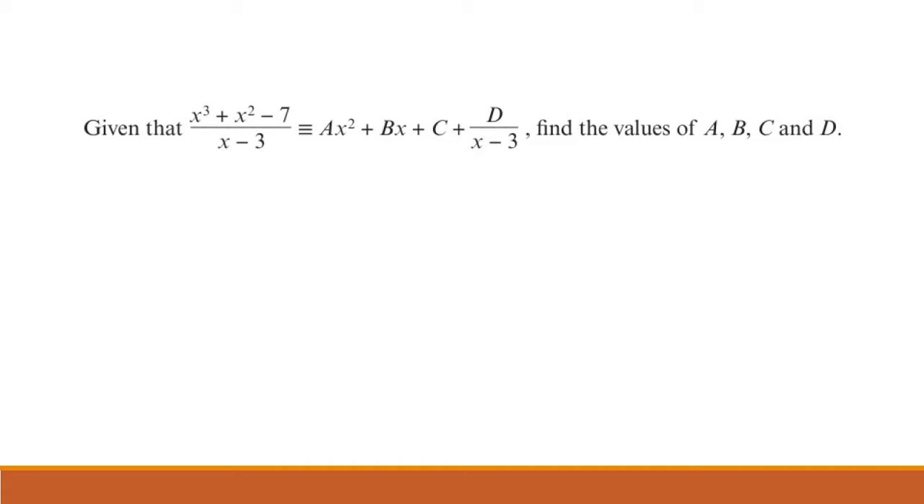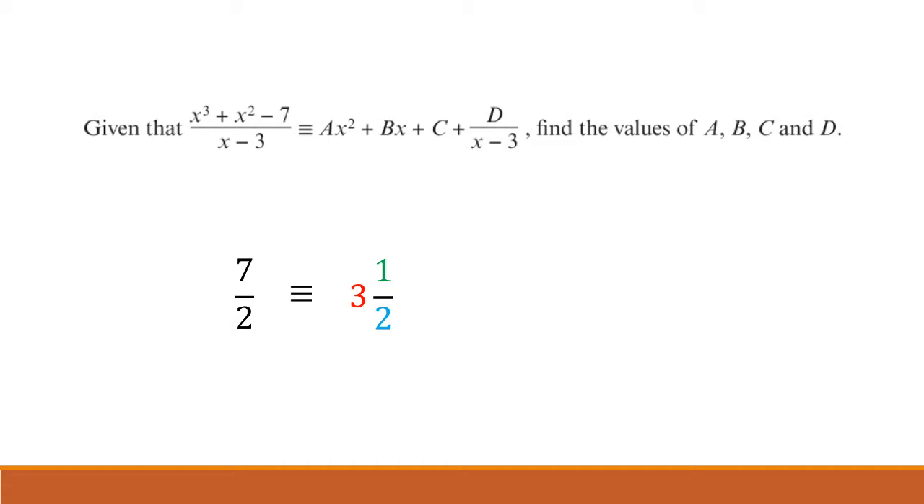Now look at the example here. Given that x cubed plus x squared minus 7 divided by x minus 3 is equivalent to ax squared plus bx plus c plus d over x minus 3, and they are asking us to find a, b, c and d. Now before we go into solving this problem, let's analyze this fraction a little bit.